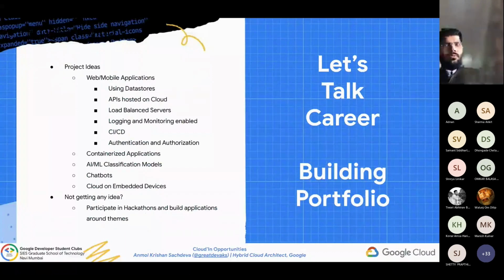Project ideas. So, building a portfolio. I would say portfolio is a really wide term, and it can be domain specific as well. So firstly, you should be identifying which domain you are interested in, whether it's web application or mobile application. It really doesn't matter whether you are doing web application or mobile application.